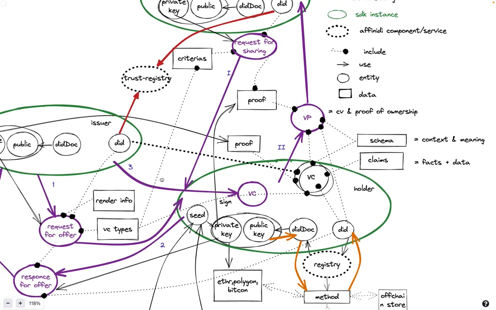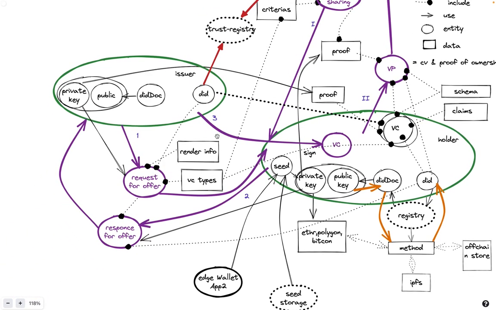We will focus on this flow right now. Let's imagine that the issuer decides to share a VC with you, so it will make a request for offer. We have a separate video that describes how to do requests for offers and what they look like. But here, the issuer sends you some rendering info, and most importantly, the VC types that will be shared with you.